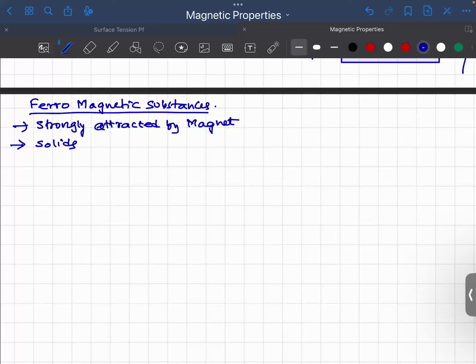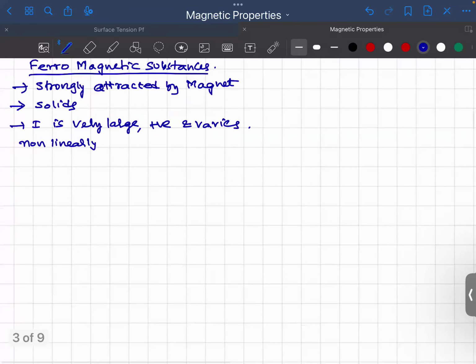Next, their intensity of magnetization is very large, positive, and varies non-linearly. What is that I uttered? I will try to express.